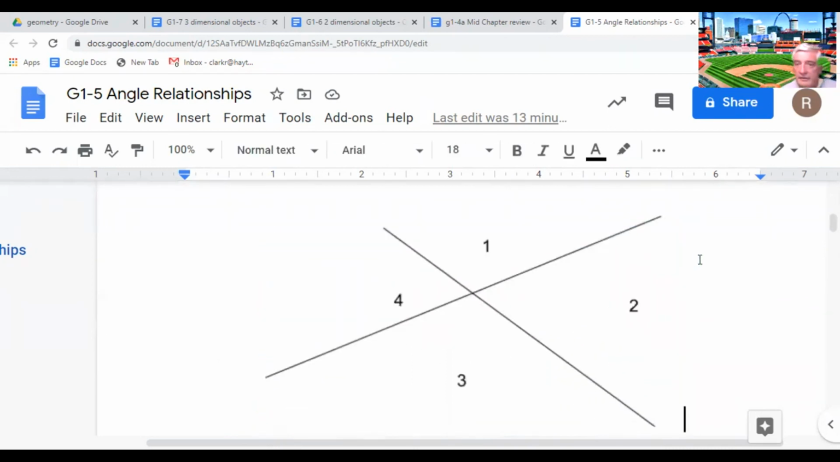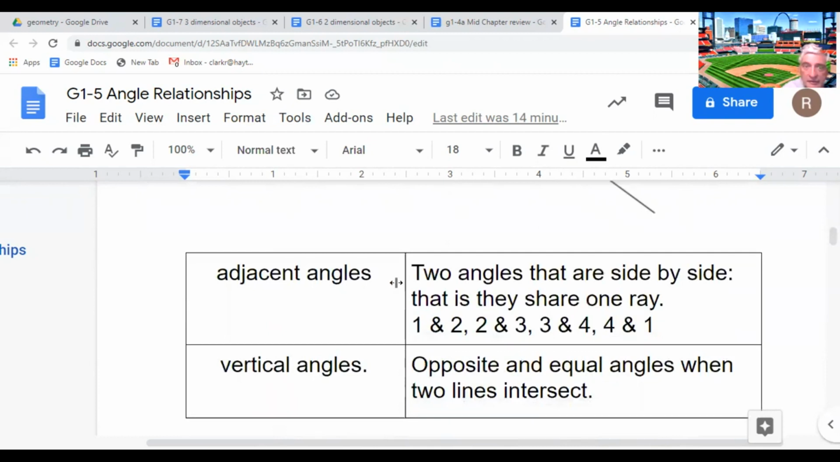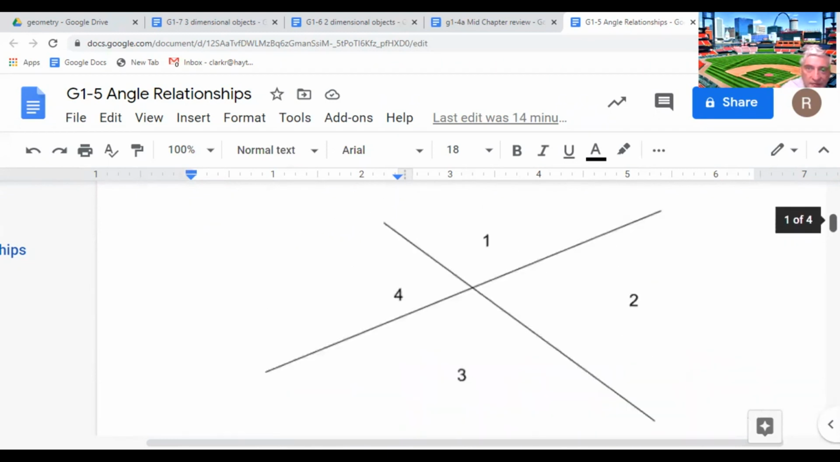Here I have two lines. They meet in an angle. They meet in 4 angles. Now, look at the person sitting right beside you. They are adjacent to you. Now look at someone cat-cornered across the classroom. They're not adjacent to you. They are vertical to you. So vertical angles and adjacent angles, just like you're seated in the classroom.